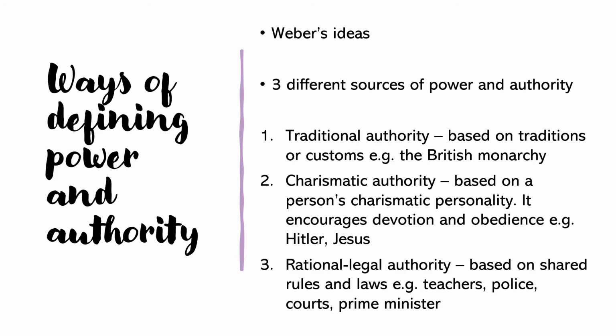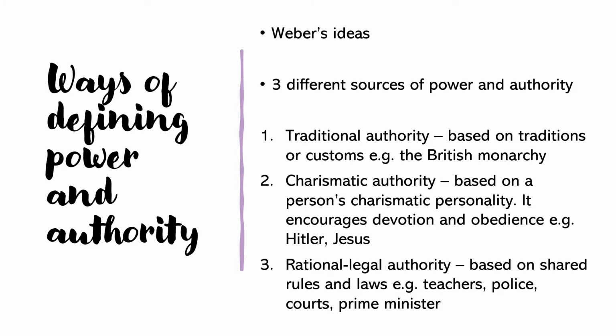Another way is by looking at the work of Max Weber. So same dude that we looked at last week. And Weber came up with 3 different sources of power and authority. So the first one was traditional. And for Weber, this was based on traditions and customs. So this is things like titles, being part of certain families, certain groups.